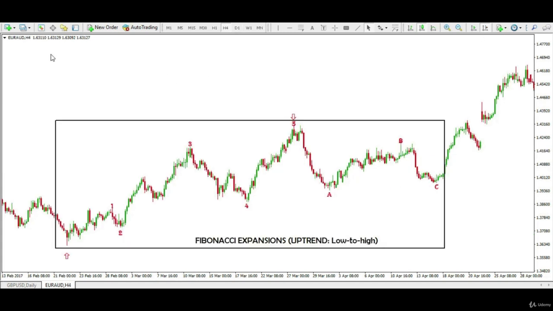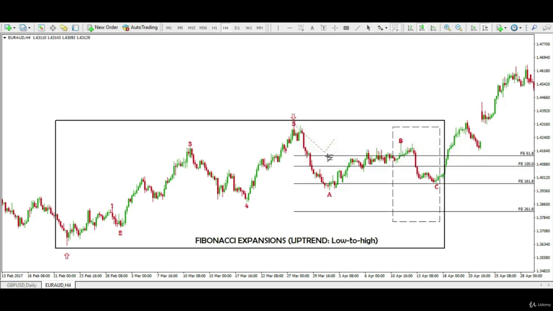Similarly, I will plot the expansions on Euro and Aussie dollar chart. Guys, these retracements work in exactly the same way on any correction within a complete wave cycle, irrespective of the wave degree or time frame, hence making them so valuable when used with the wave principle.